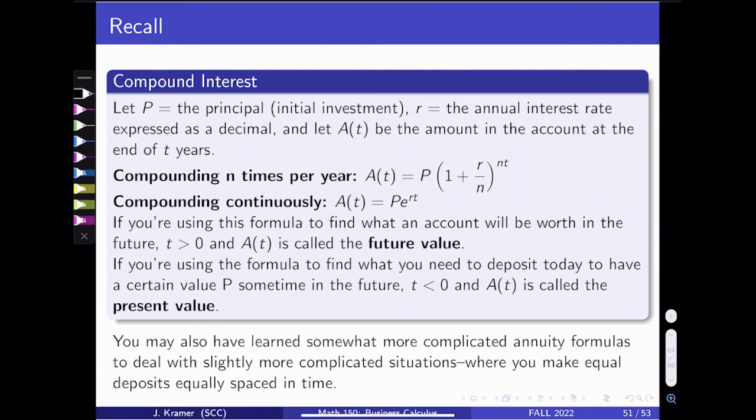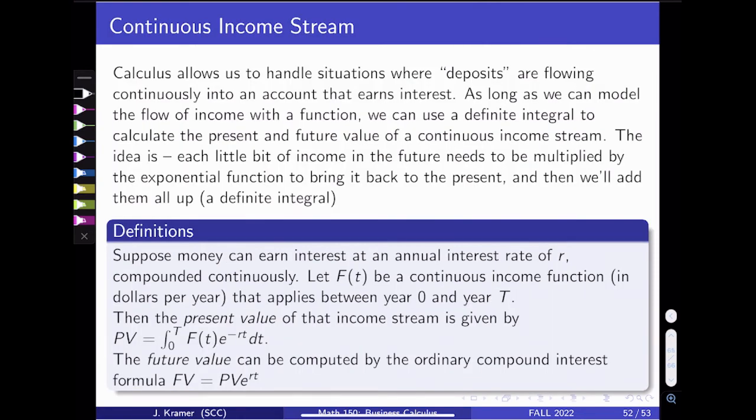If you're using this formula to find what an account will be worth in the future, T is greater than 0 and A of T is called the future value. If you're using the formula to find what you need to deposit today to have a certain value sometime in the future, T is less than 0 and A of T is called the present value. You may also have learned somewhat more complicated annuity formulas to deal with situations where you make equal deposits equally spaced in time. Calculus allows us to handle situations where deposits are flowing continuously into an account that earns interest.